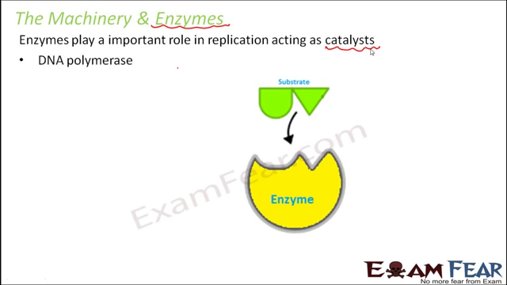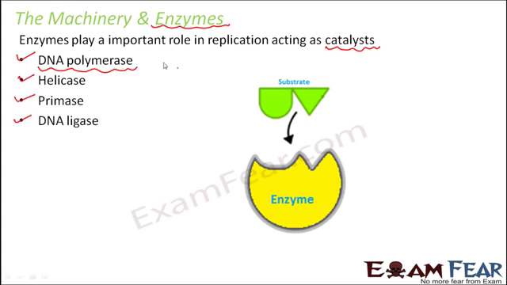Some of the important enzymes which play a very important role during DNA replication are, first, DNA polymerase. This is the most important enzyme needed for DNA replication. Like in any movie, you have somebody playing the lead role and then you have all the side actors, right? In a very similar way, DNA polymerase here plays the main role. Helicase, primase, DNA ligase are also enzymes which play roles during DNA replication. Now we will look at the roles of each of these enzymes, and also see how the process of replication actually takes place.